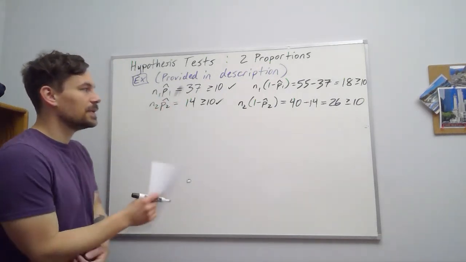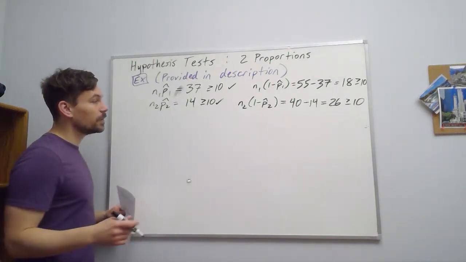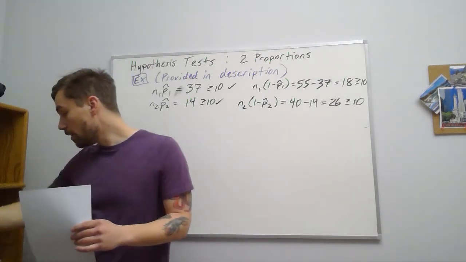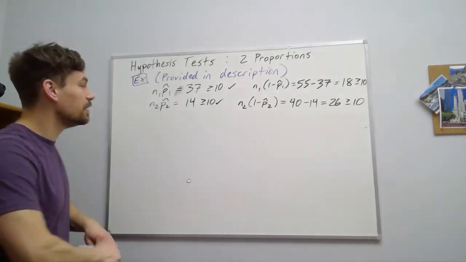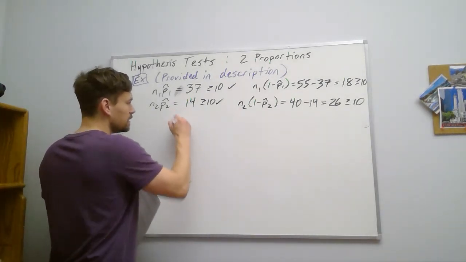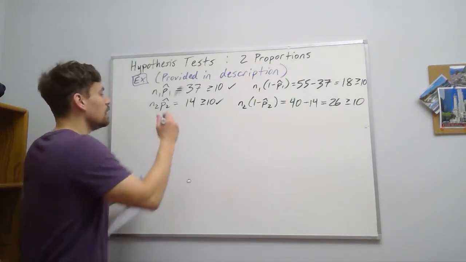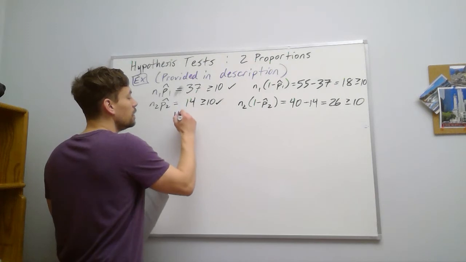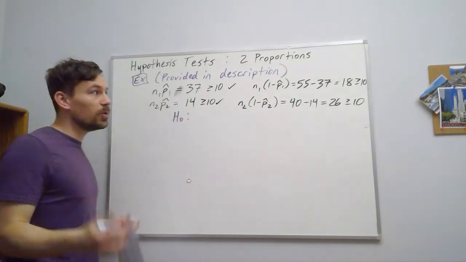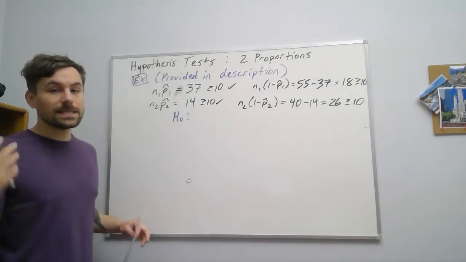So then let's actually set up our test. As we've done before, we want to say, well, what is my null hypothesis? What's my alternative hypothesis? So our null in this case, it's not working. Our null in this case is that the proportions of students in college-owned housing is the same, right?